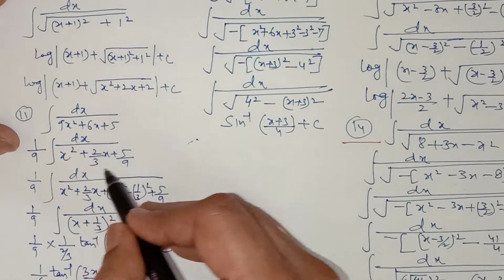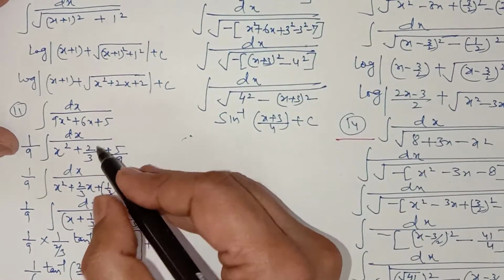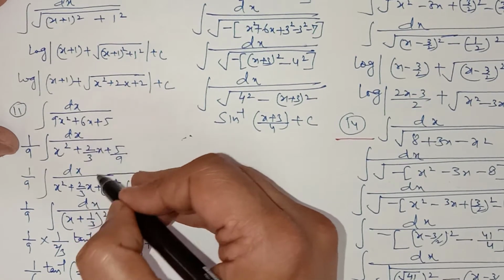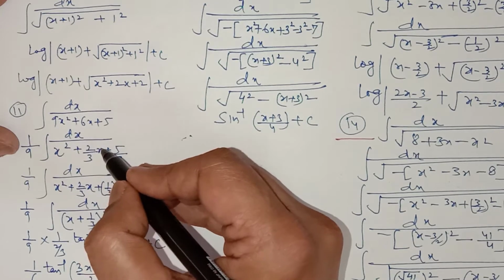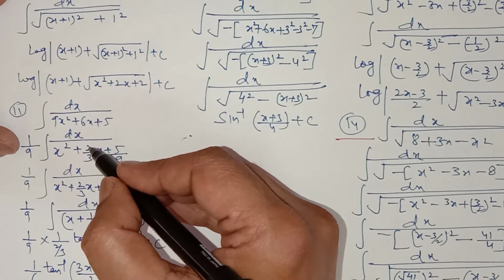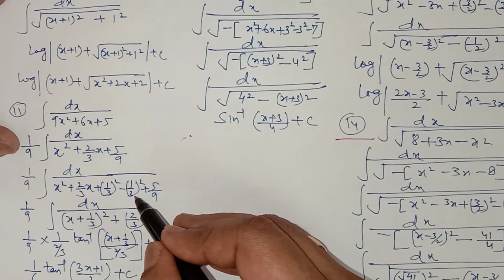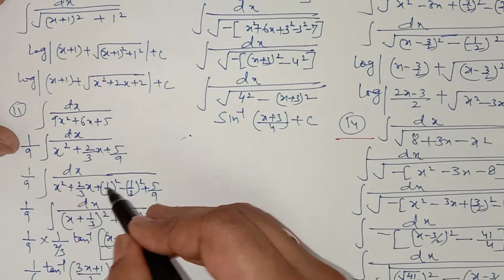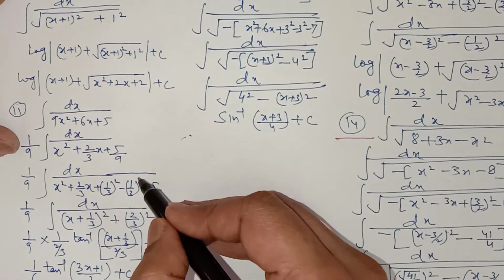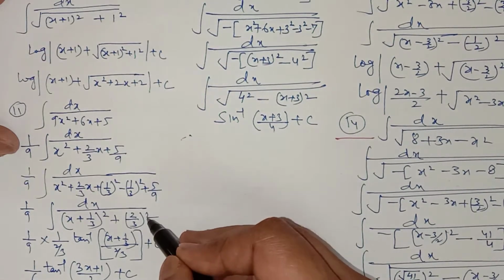Then, to make it a perfect square, add and subtract the square of half of the coefficient of x. The coefficient of x is 2 upon 3, so half of it is 1 upon 3. So we add and subtract 1 upon 3 whole square. This becomes the whole square of x plus 1 upon 3, minus 1 upon 9 plus 5 upon 9, which equals 4 upon 9, which is 2 upon 3 whole square.